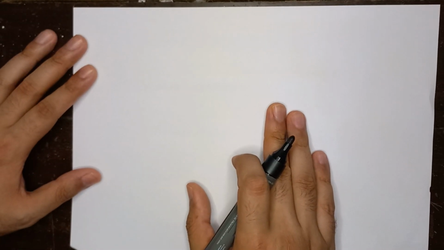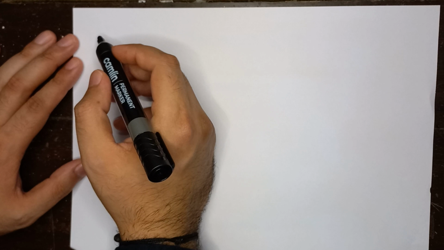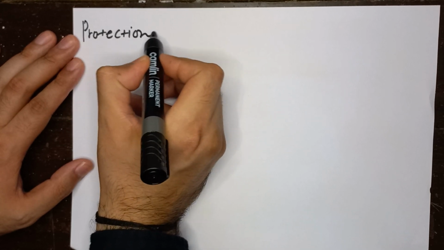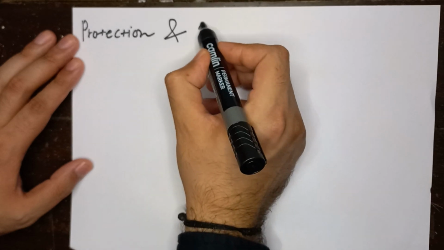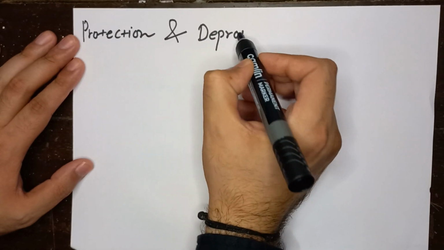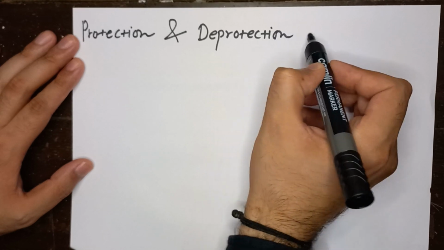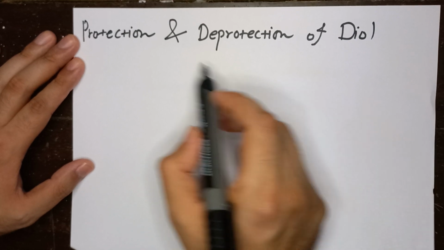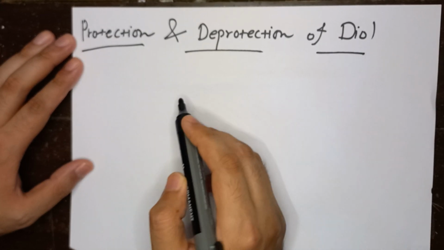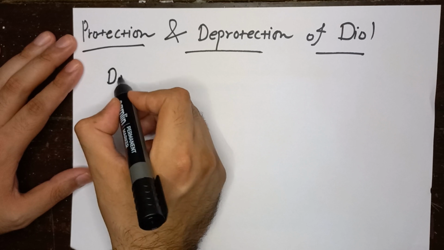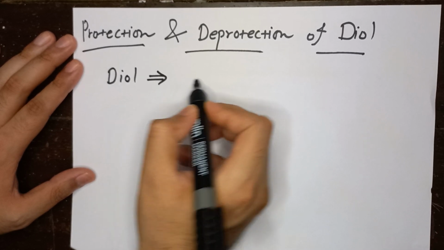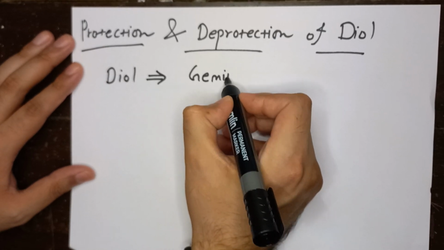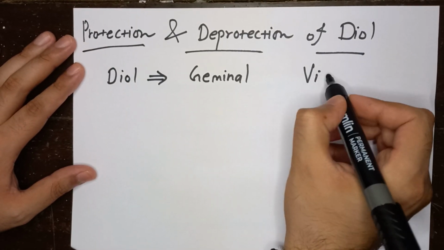All right, so today we are going to discuss protection and deprotection of diols. So what is a diol? We have two types of diols: a geminal diol and a vicinal diol.